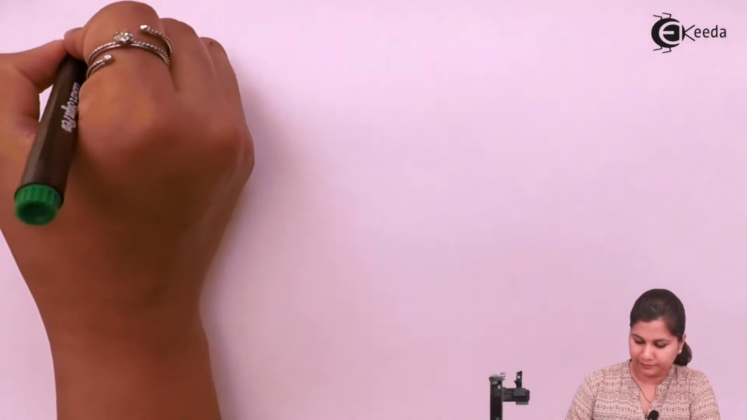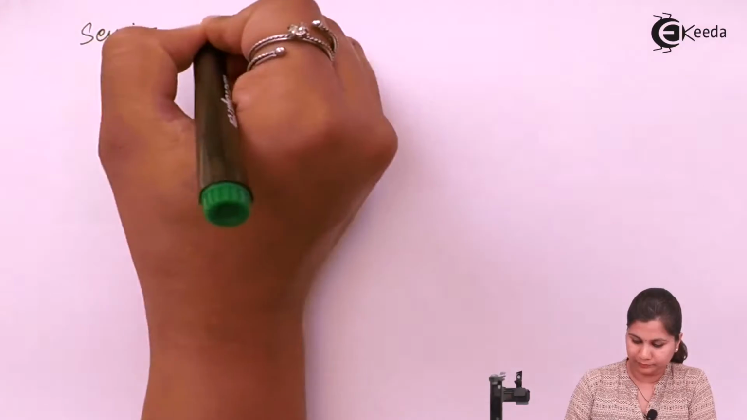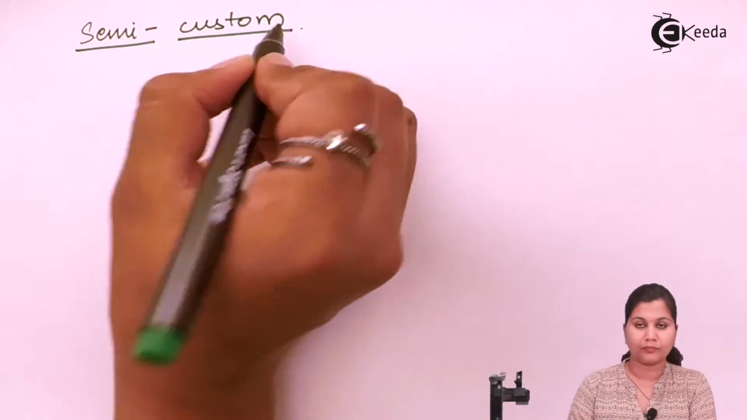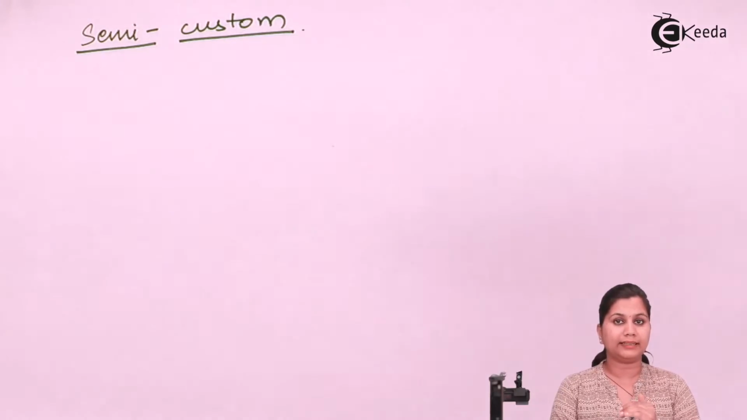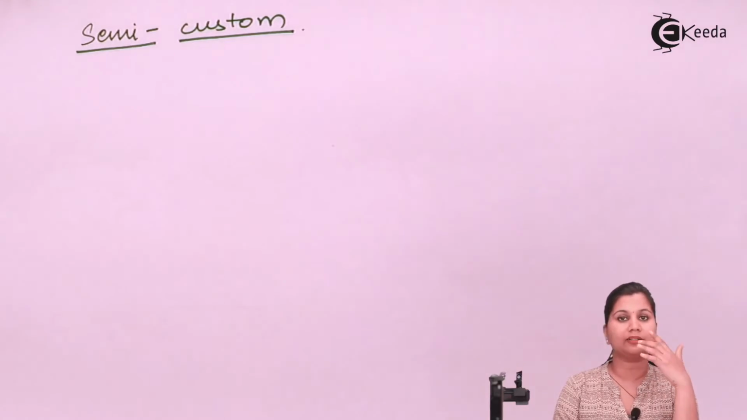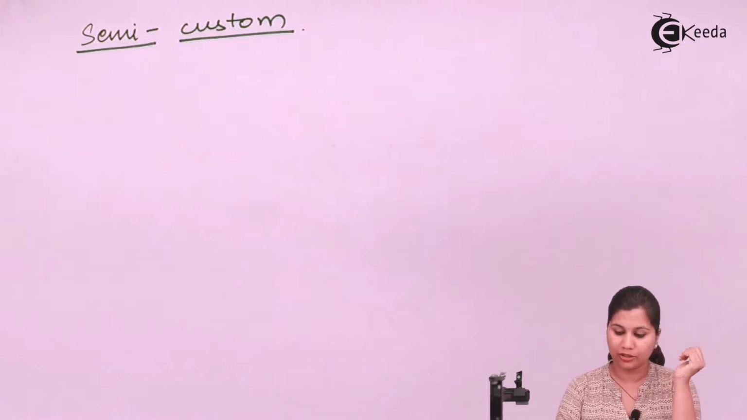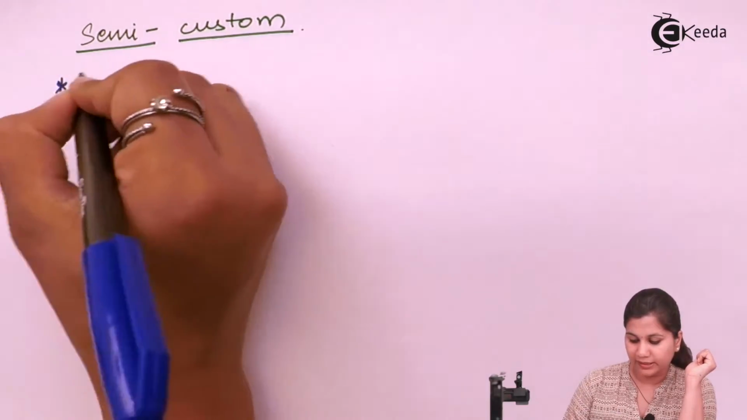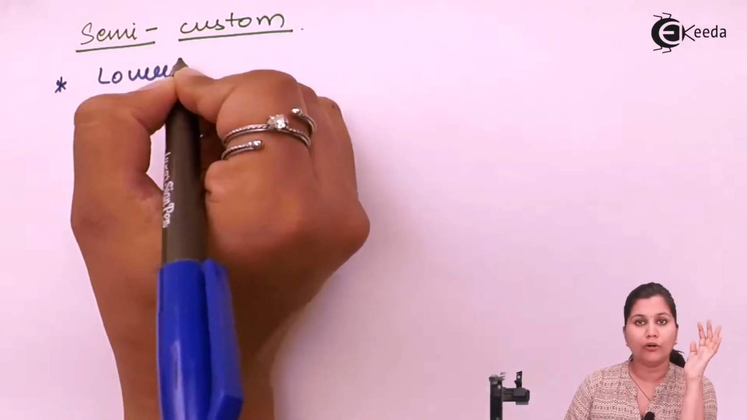Now, the next type of technology is the semi-custom. As I said, in the integrated circuit there are various layers present, and on each layer the various digital components, logic gates and transistors are present. On the upper layer we have the connections, where the wires are connected. So in the semi-custom, the lower layers are either partially or fully built.